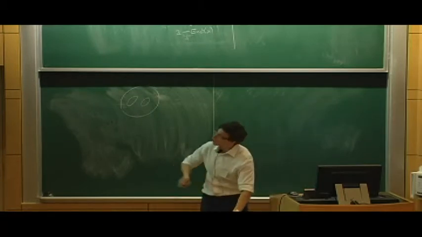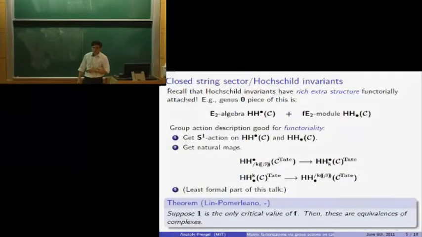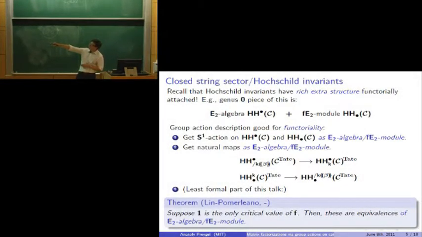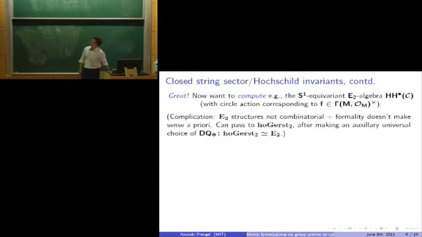Because these are also functorially attached, what you get are circle actions on these gadgets with all of this extra structure. So in particular, I can lift this to an S1-equivariant E2 algebra, et cetera, et cetera. These natural maps automatically upgrade, and this theorem automatically upgrades, because being an equivalence is a property once you have a map. All right, so that's great.